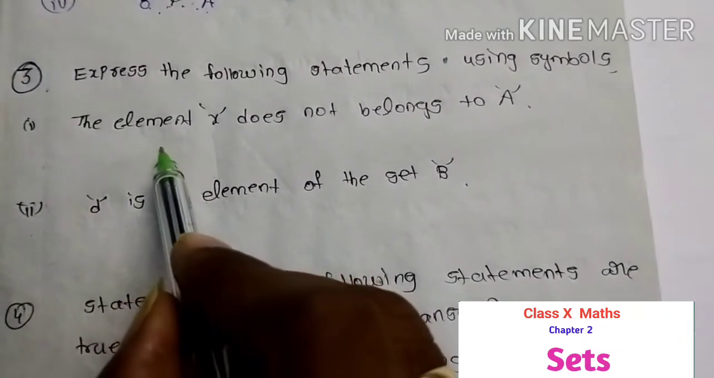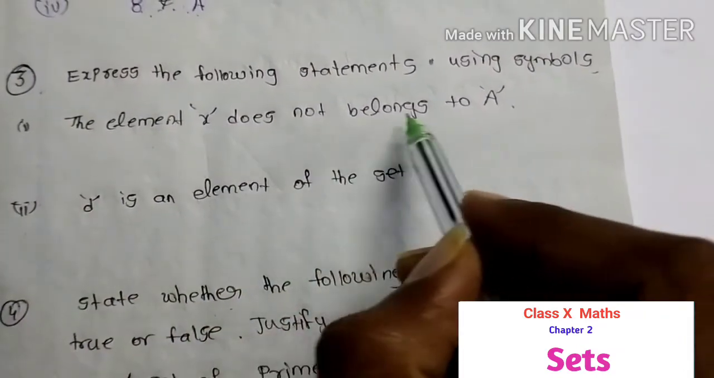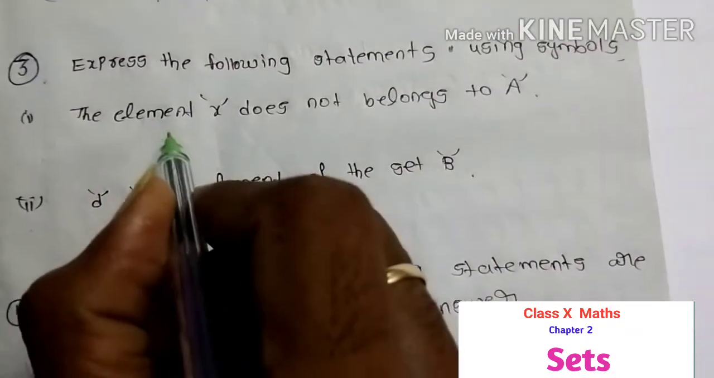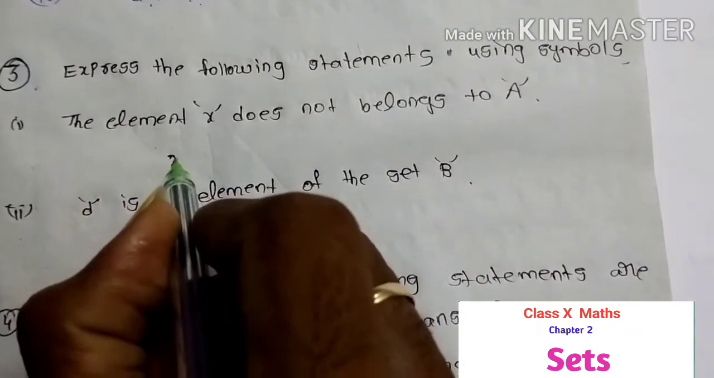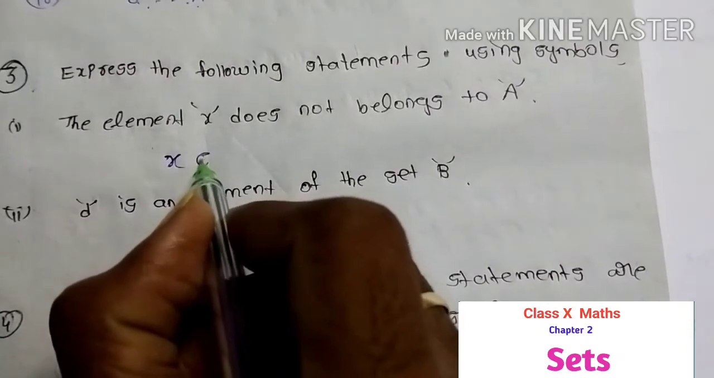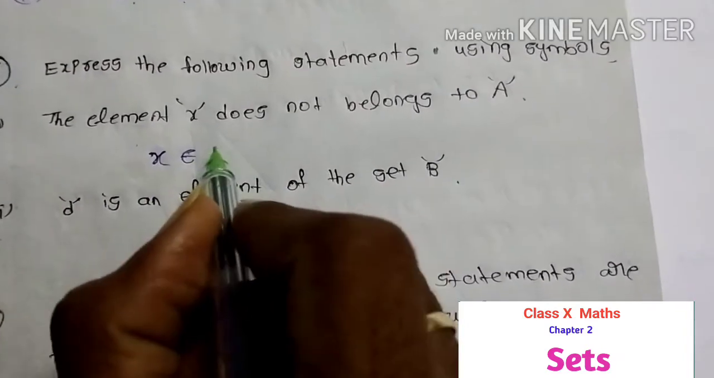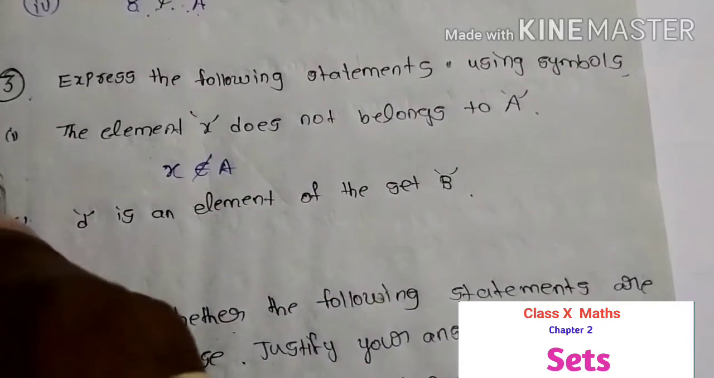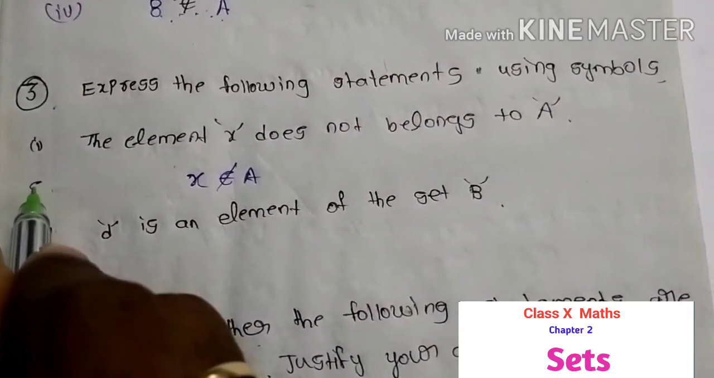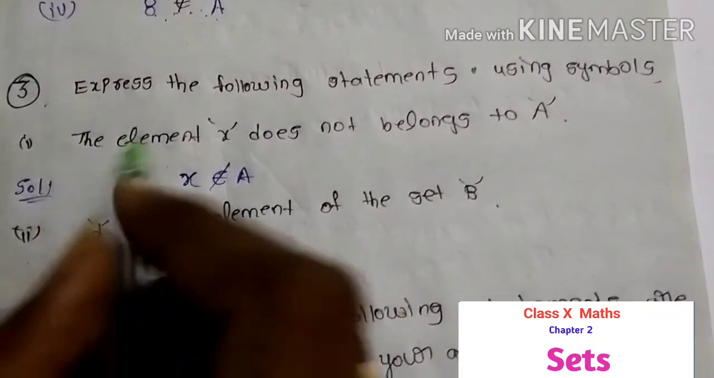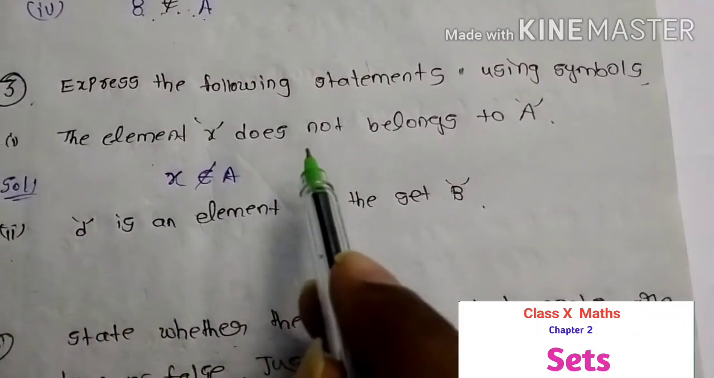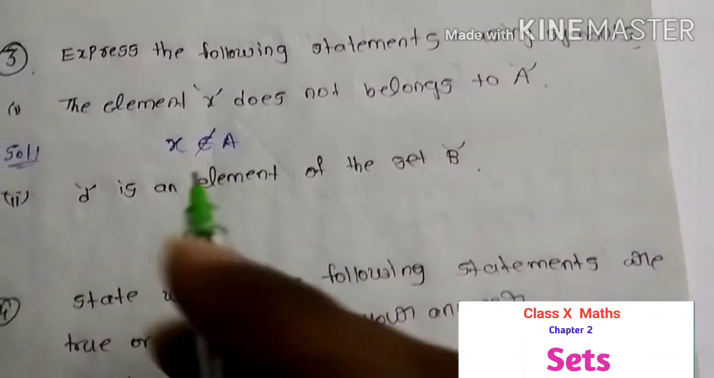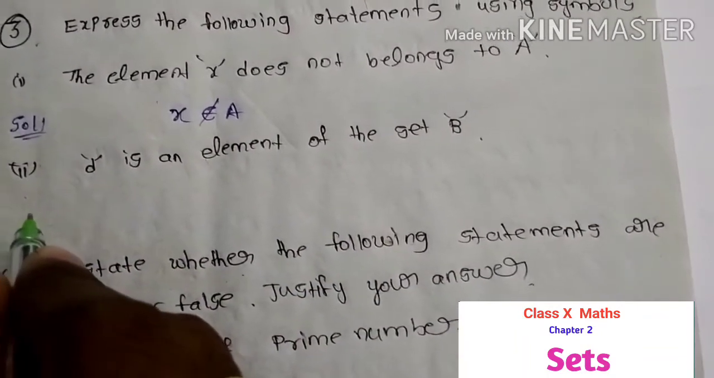Here, the element x does not belong to A. How can you represent it? Does not belong to means it is the belongs to symbol, and does not belong means just you can cancel it. x does not belong to A. This is your answer. Yes or no? Very easy questions. The element x does not belong to A means just you can write here x does not belong to A.